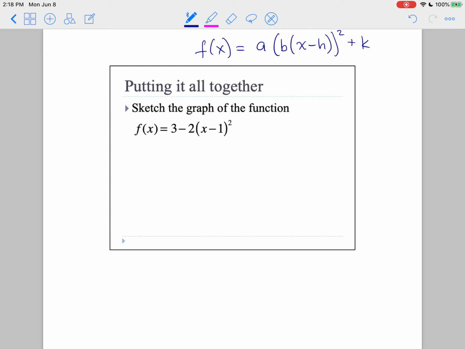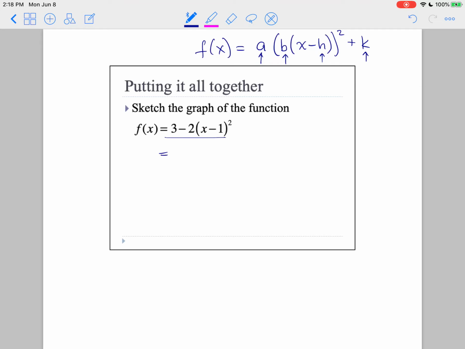So this is the form that I really want it in, and this is my vertical stretch or compression. This is my horizontal stretch or compression. This is my horizontal shifting, and this is my vertical shifting. Okay, so these are all the things I want to be able to pick right out of the equation, and the way that this is written doesn't give me that information. It might be misleading. So I just want to rewrite this.